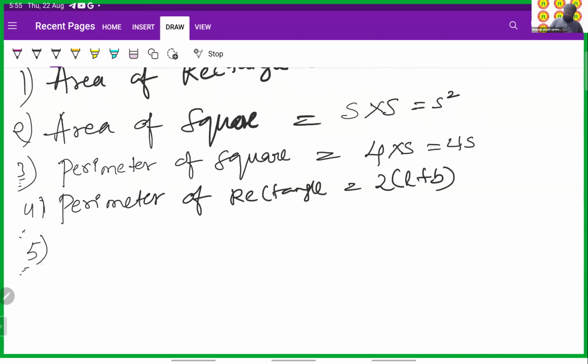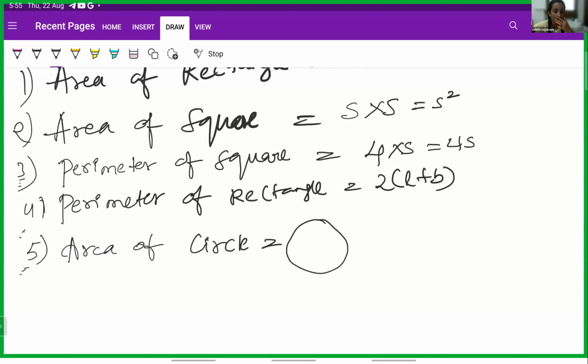Now, area of a circle. What is the area of a circle? Shrestha, what is the area of a circle? Just pi r square. Very good.